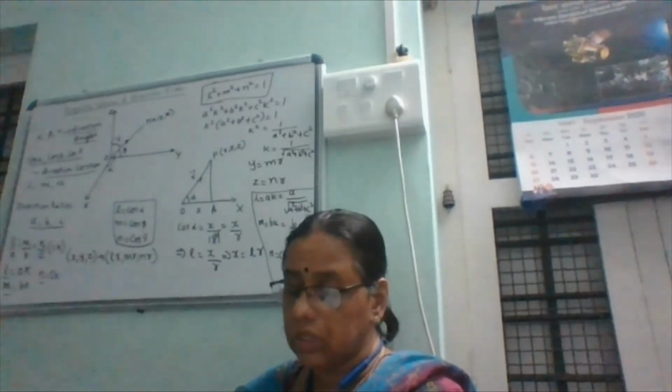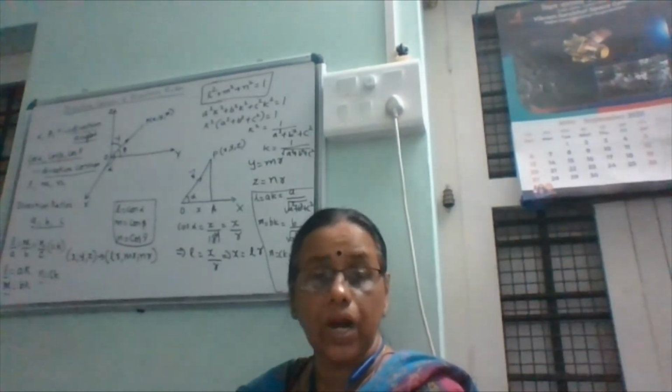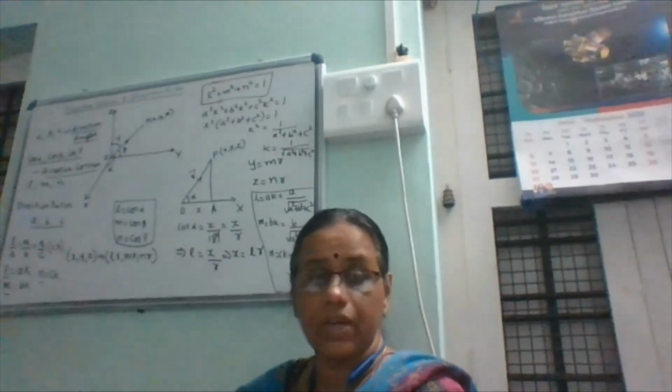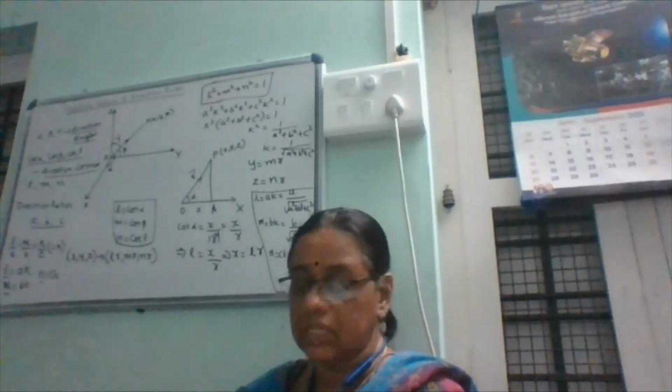Then you have to know about the unit vector, a vector whose magnitude is 1, unity. Modulus of vector AB is equal to 1 or modulus of vector a is equal to 1. It is what we call a unit vector.